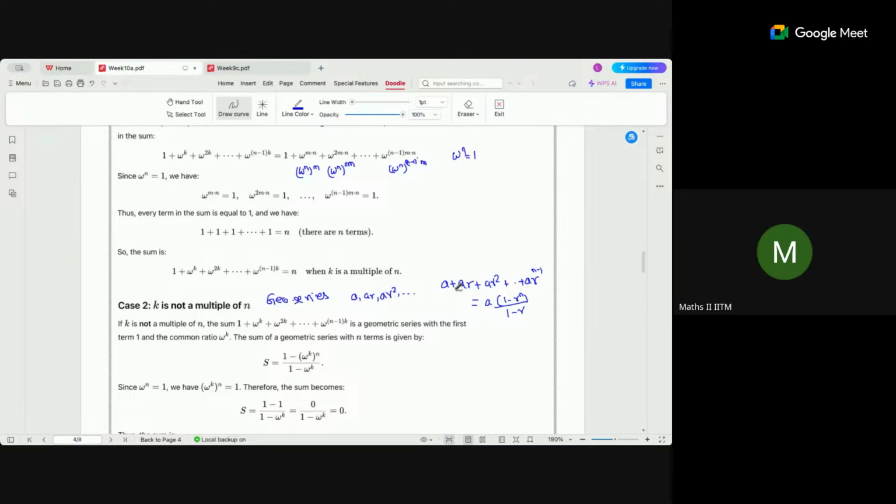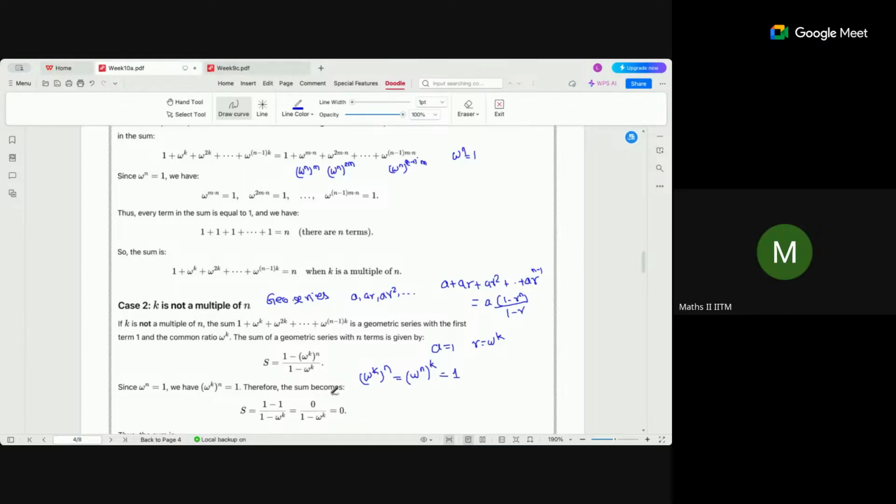So here, instead of a, you have 1, so a is equal to 1, and then instead of r, you have omega power k. So you have 1 minus omega power k whole power n by 1 minus omega power k. But what is omega power k whole power n again? It is omega power n power k, which is again 1. So the numerator is 1, and so 1 minus 1 becomes 0.